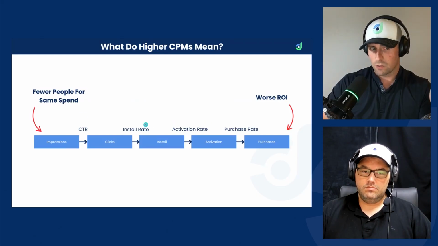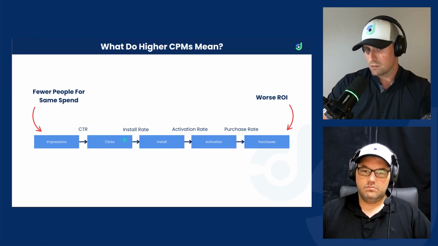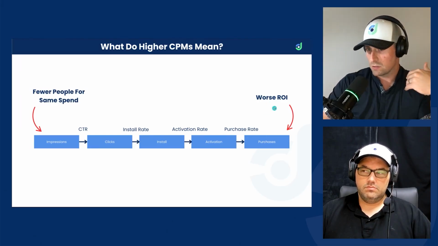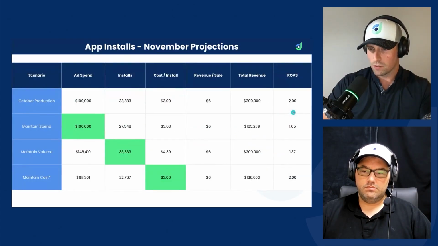Because how this actually works is most people think that their funnels start, whether it be click to install or you got a landing page, they think their funnels start here. It actually starts with your impressions. So when you're spending more and you're reaching fewer people, you're going to have fewer clicks, fewer installs, fewer activations, fewer purchases, which means worse ROI for the same amount of spend. Just really important for you to understand that.